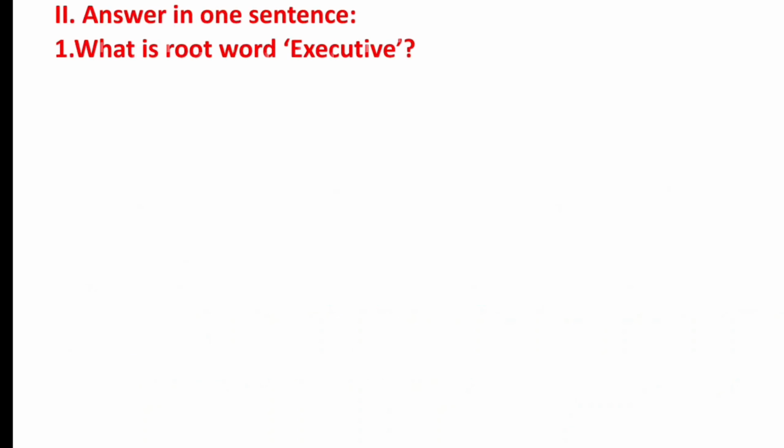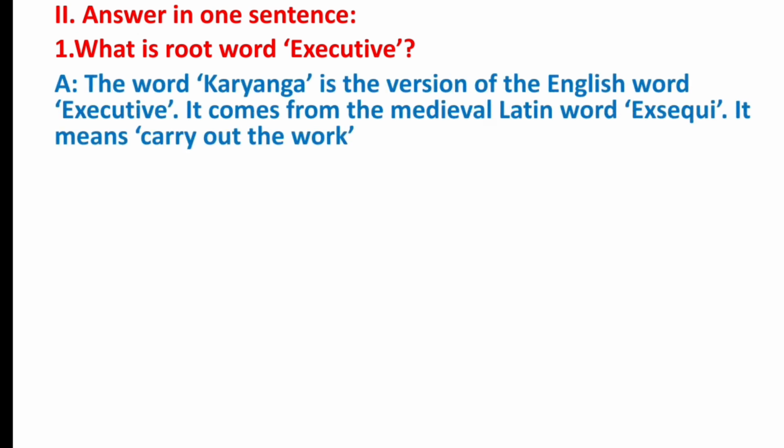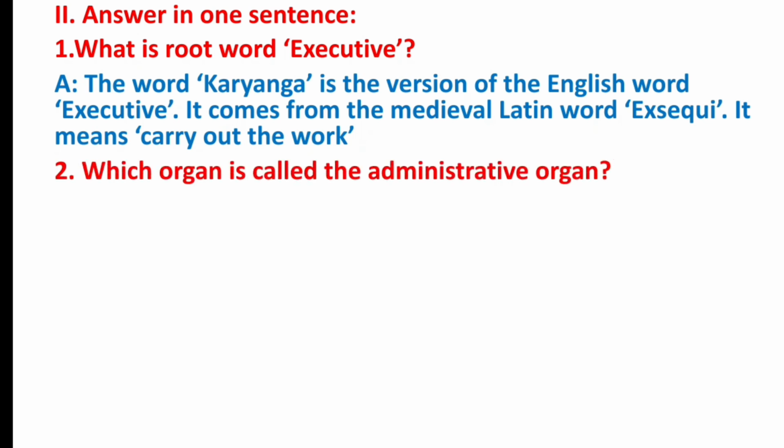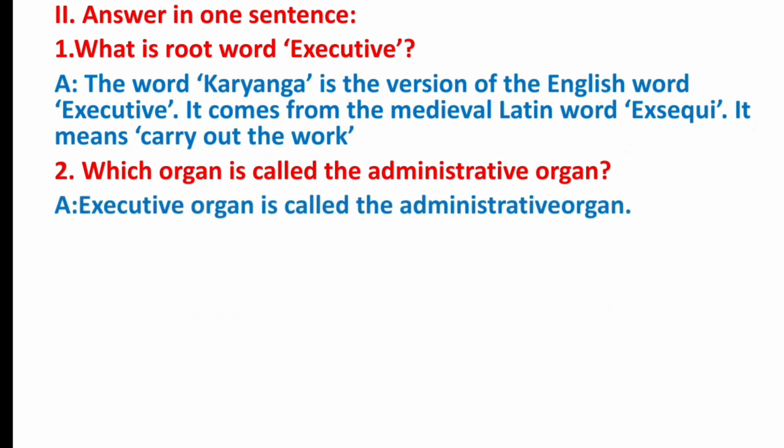Answer in one sentence. What is the root word of executive? The word Karyanga is a version of the English word executive. It comes from the medieval Latin word execute. It means carry out the work. Which organ is called the administrative organ? The executive organ is called the administrative organ.